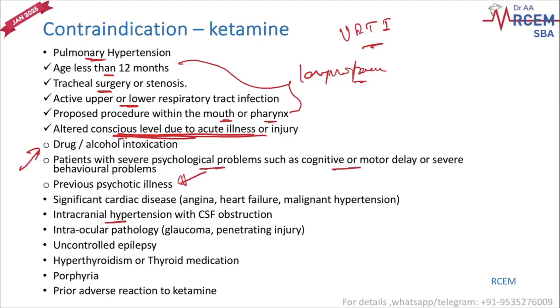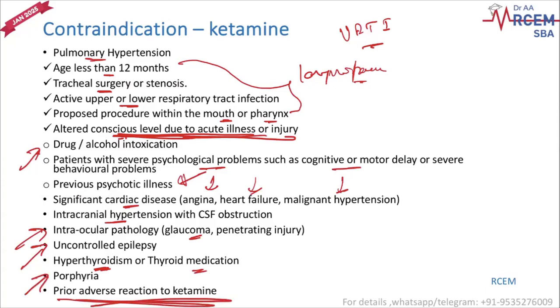This is because of the altered consciousness due to acute illnesses. Any significant cardiac diseases like angina, malignant hypertension, or heart failure. Anything which causes an increase in intraocular pressure, like acute angle closure glaucoma, uncontrolled epilepsy, anyone who is a known case of hyperthyroidism or taking any thyroid medications, porphyria, or prior adverse effects from ketamine. That means he is known to have allergic reactions to ketamine. You cannot use it, obviously.